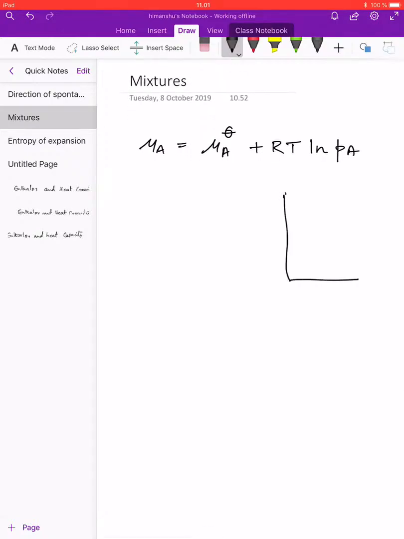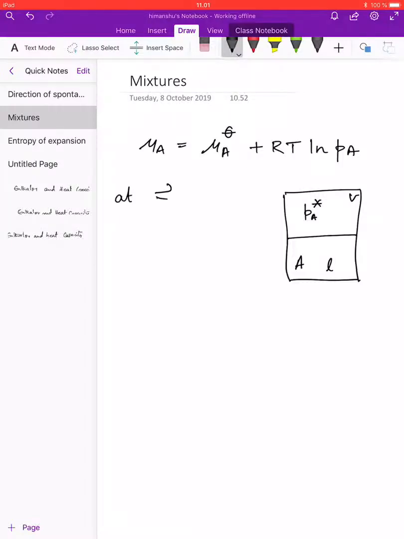We will now look at liquid-vapor equilibria. This is a closed container containing liquid A. So this is liquid and this is vapor. And some of A has vaporized to create some pressure in the vapor phase, which we call PA star. Star here denotes pure substance.